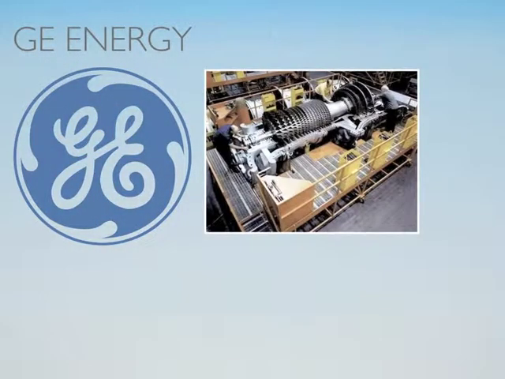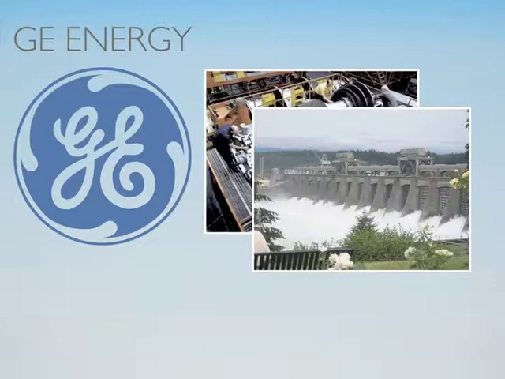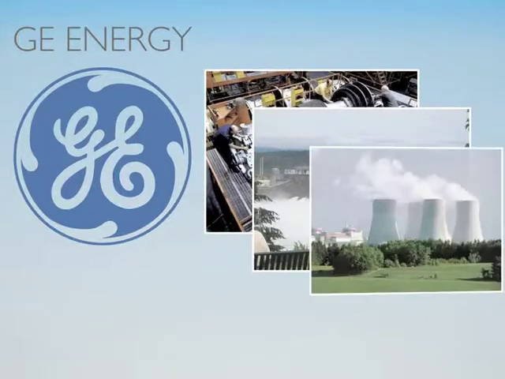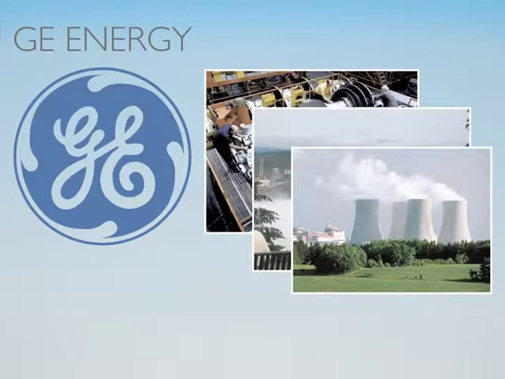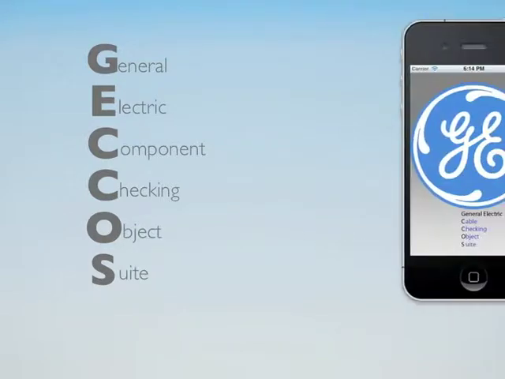GE Energy makes generators used all over the world to generate electricity in all sorts of different power plants, ranging from hydroelectric all the way up to nuclear power plants. We created an application alongside GE called GECCOS, which stands for General Electric Component Checking Object Suite, and it was exclusively designed to be a mobile application.